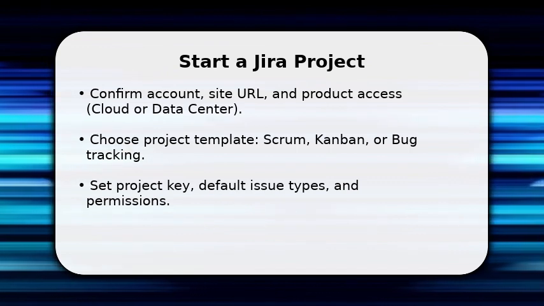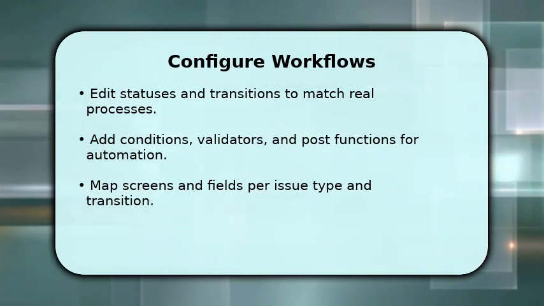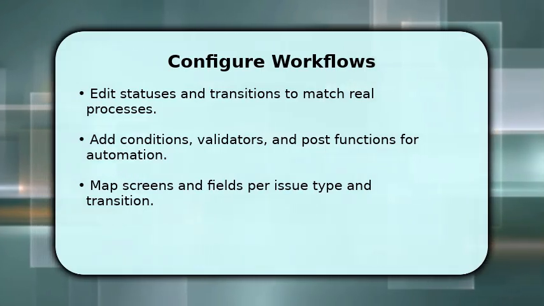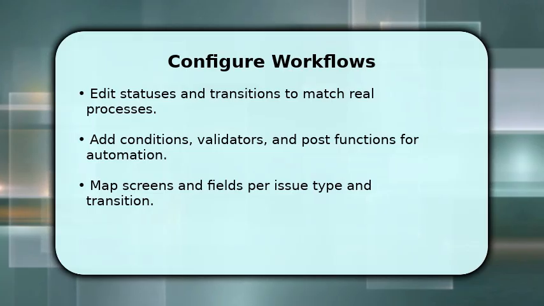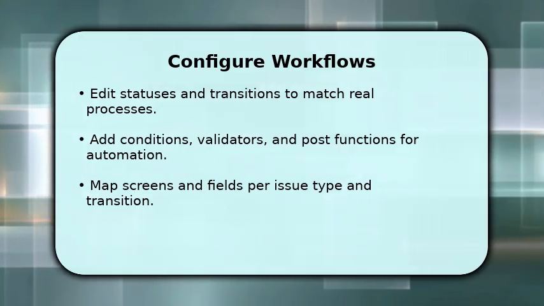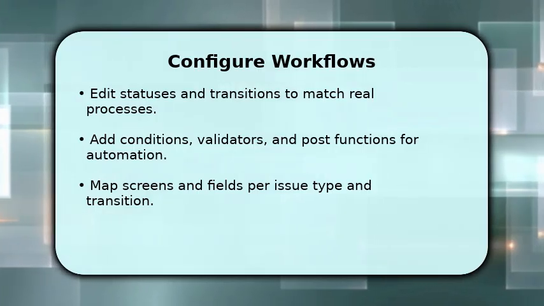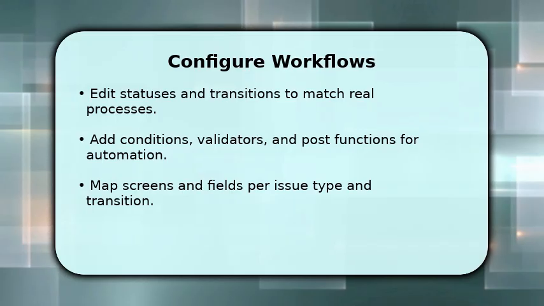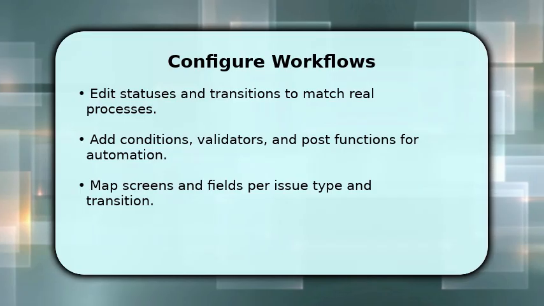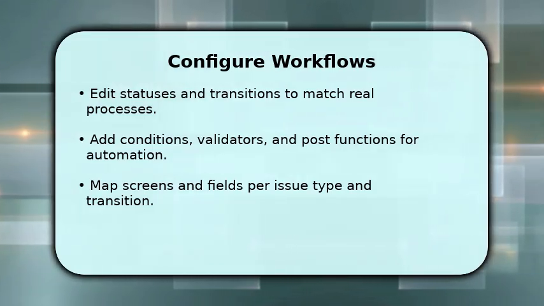Next, tailor workflows to your team's actual process, draft statuses, transitions, and who moves issues between states. Once your flow is mapped, add conditions and validators to prevent invalid transitions and use post functions or automation to update fields or notify stakeholders. Make sure screens and custom fields appear where needed so users see relevant data at each step. Test with a sandbox issue to validate behavior, then iterate based on developer and stakeholder feedback before rolling out broadly.